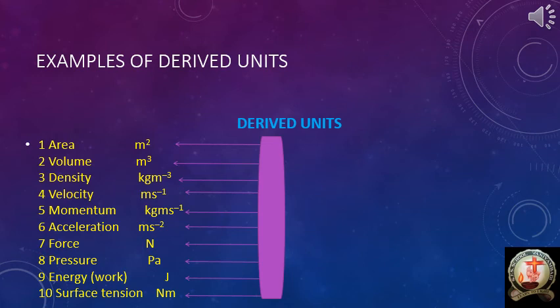Like this, see all the physical quantities and their units. Momentum, kg m s power minus 1. Acceleration, m s power minus 2. Force, N means Newton. Pressure, the unit of pressure is Pa, where Pa means Pascal. Next, energy. The unit of energy is J, J means joules. Next one, surface tension. Surface tension unit is Nm, Nm means Newton meter. N means Newton, m means meter.